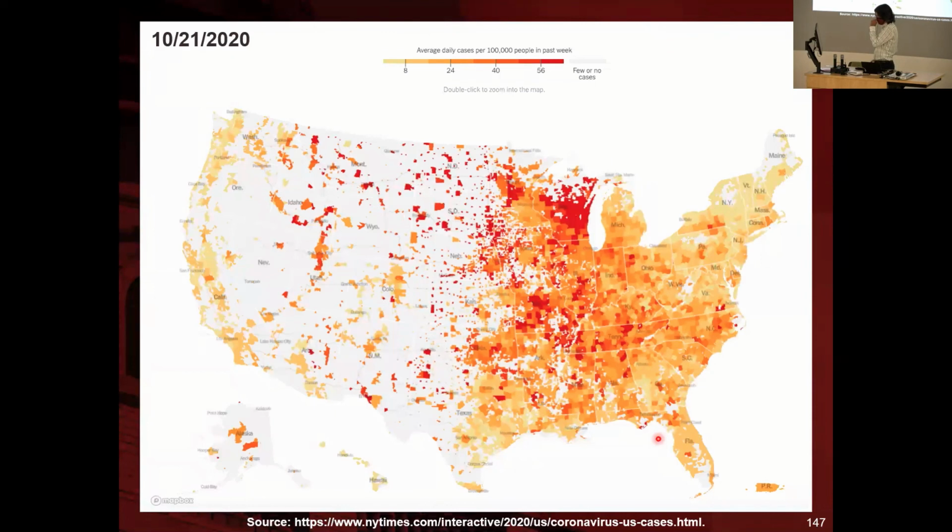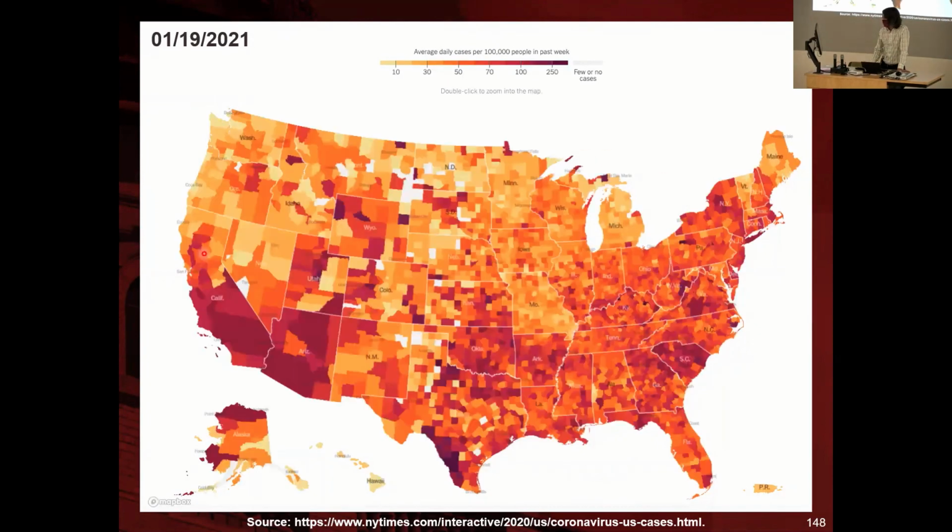This is data from the New York Times as well, back from October, the middle of my previous semester when I was teaching this class. These are average daily cases per 100,000 people, so it does take into account the size of the population in all these counties. Much more concentrated in the eastern half of the US than the west part. And then from January 19, at the beginning of our semester, pretty much spread out all over the country.